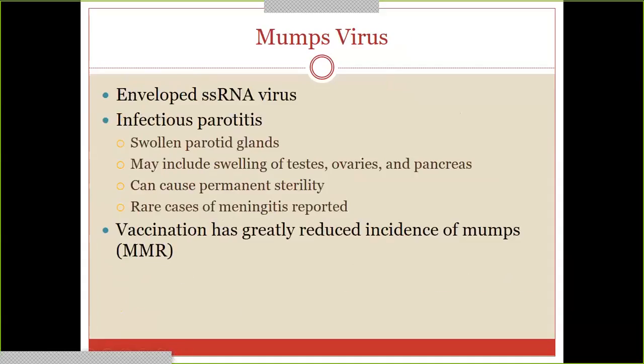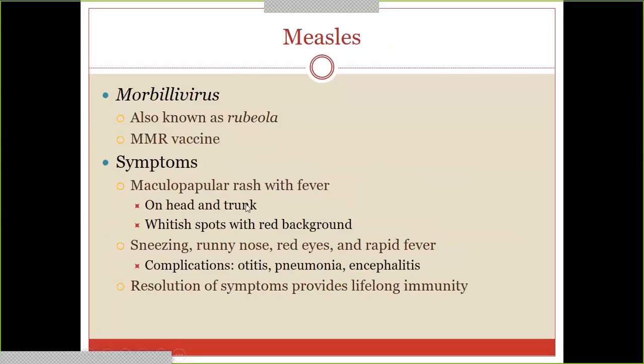Mumps, of course, we have a vaccination too, but it does cause huge swollen glands in the neck. And then it's very easily transmitted from person to person. All right, measles, also known as rubeola, also vaccination for this. This was a rash all over the body. The big thing was the congenital infection with this one is harsh on the kids.